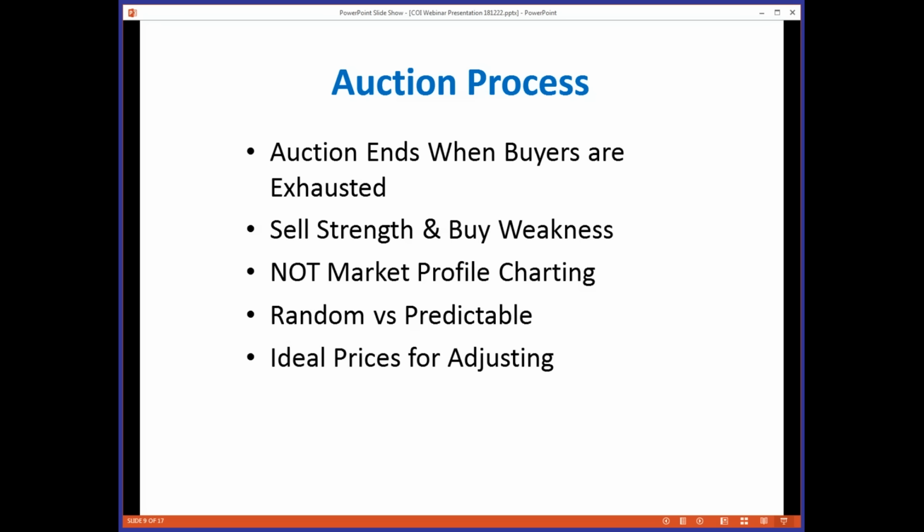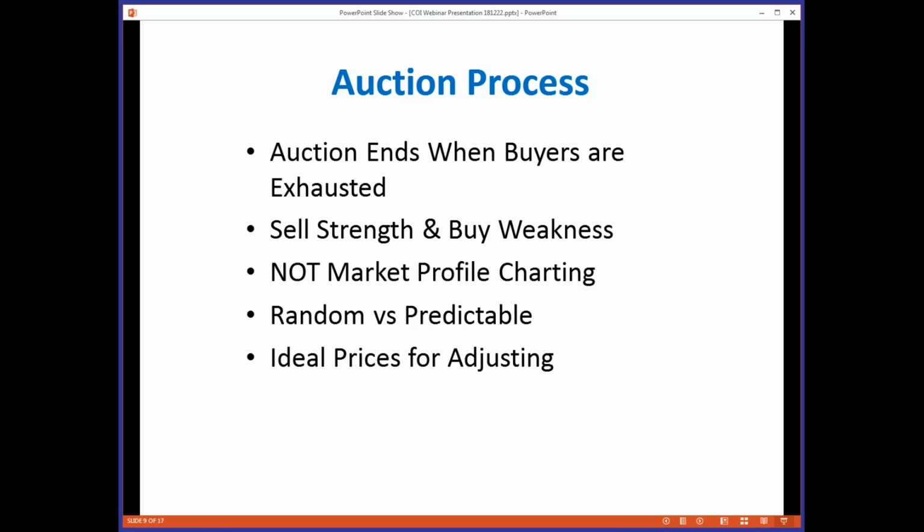One other way to look at this is that we want to be selling on strength, because we know that at the top of an auction or a buying process, the market's probably going to be overpriced, and it's going to return closer to where most of the market participants think the price should be. And so we're going to sell on strength and buy on weakness. These are general principles that we want to employ. Now, when I talk about auction process, many people automatically think of the market profile charting technique.